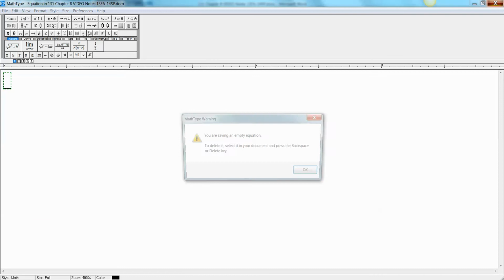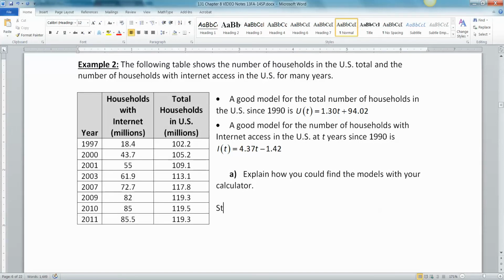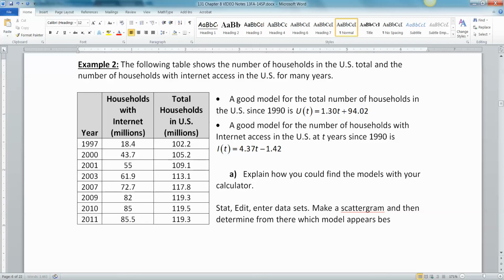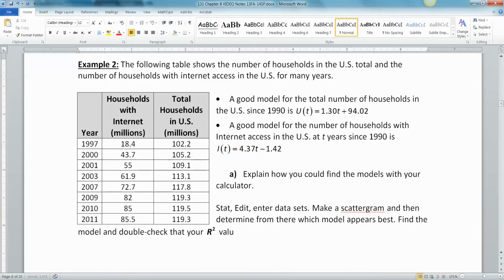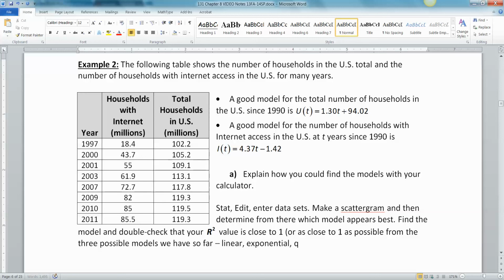Just a little reminder. You would have gone to Stat, Edit, Enter, data sets, right? Then you make a scattergram, and then determine from there which model appears best. You find the model and double check that your R squared value is close to 1, or as close to 1 as possible, from the 3 possible models we have so far. That would be linear, exponential, and quadratic. Those are the ones we know. So that's what we learned in chapter 7.7 actually.